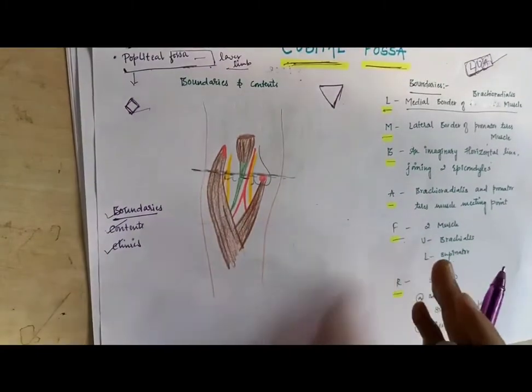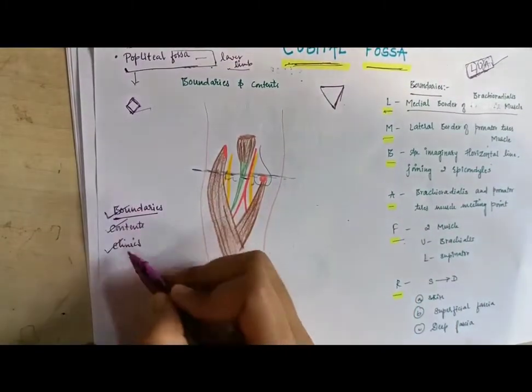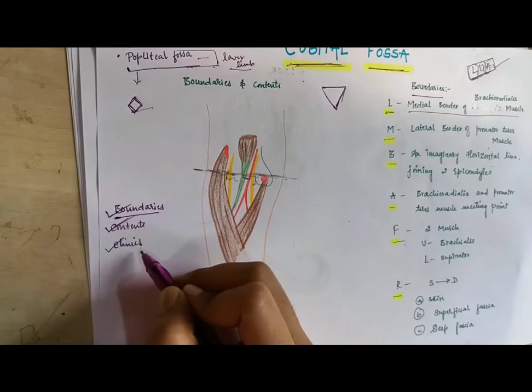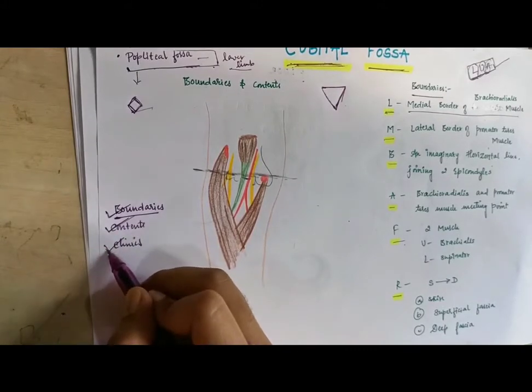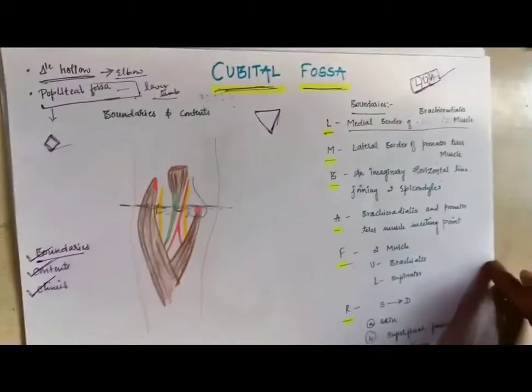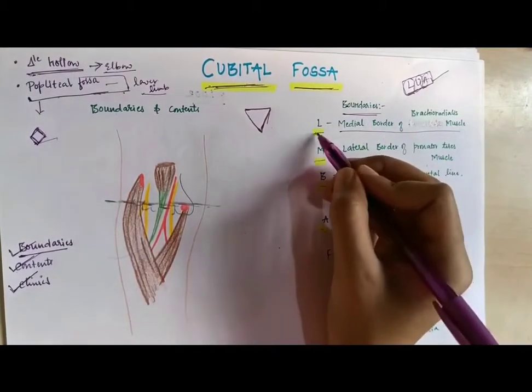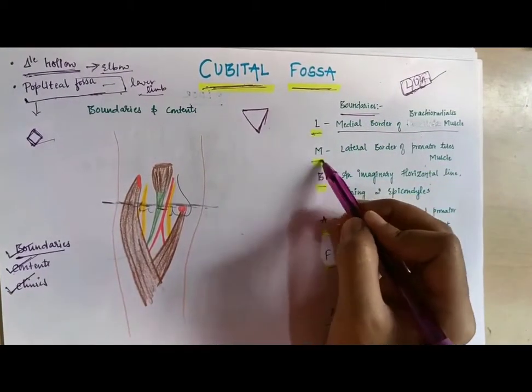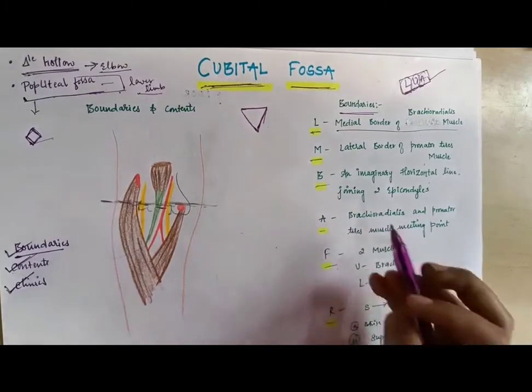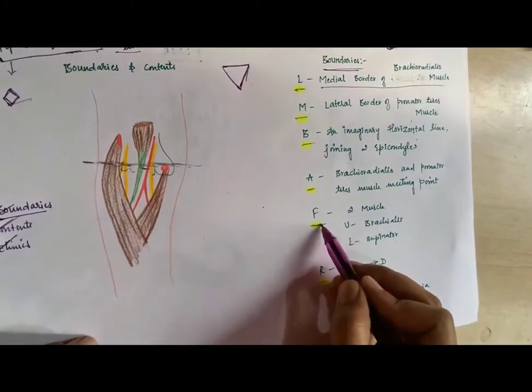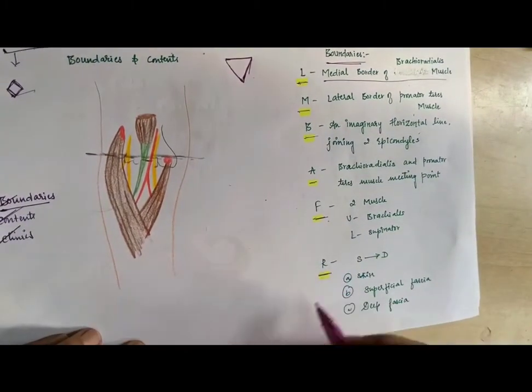And next, in this video, we'll be studying the boundaries. We'll be studying the concepts of contents, and then we'll be dealing with the clinics. First, talking about the boundaries, we have lateral boundary, we have medial boundary, we have base, we'll be having apex, and then at the last we'll be having floor.